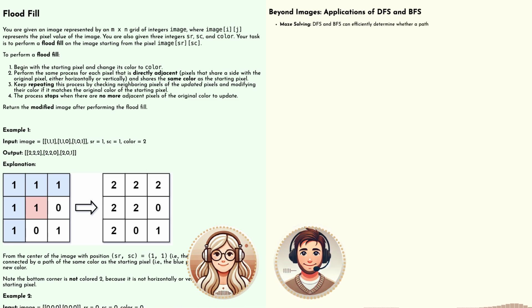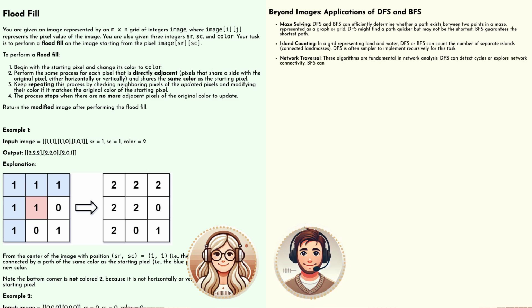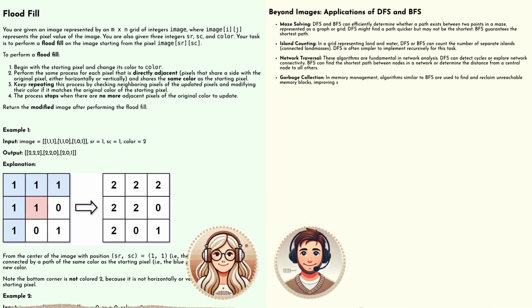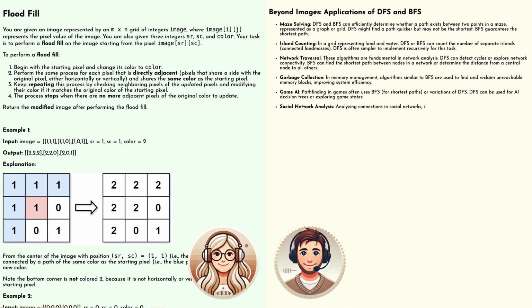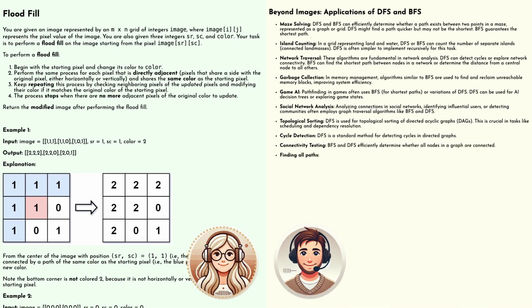Earlier you mentioned that we can think of an image grid as a graph. This makes me wonder if DFS and BFS are limited to just image processing. Are there other scenarios where these algorithms come in handy? That's a great question. DFS and BFS are fundamental graph traversal algorithms with a wide range of applications beyond just images. Like what? Can you give some examples? Imagine you're designing a maze-solving algorithm. Both DFS and BFS could help you find a path from the entrance to the exit. Or what about navigating a complex network like social media connections?